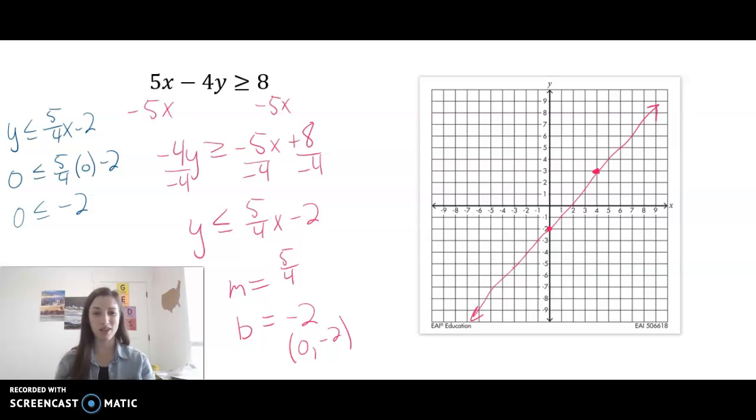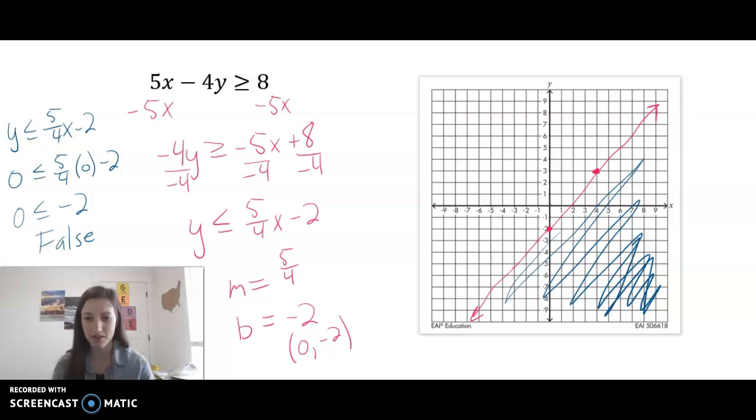So is 0 less than or equal to negative 2? It is not, so this one is false. Because it's false and my test point's right here at 0, 0, I'm going to shade away from my test point. So if your test point is false, you shade away from your test point. If it's true, then you're going to shade where your test point is.